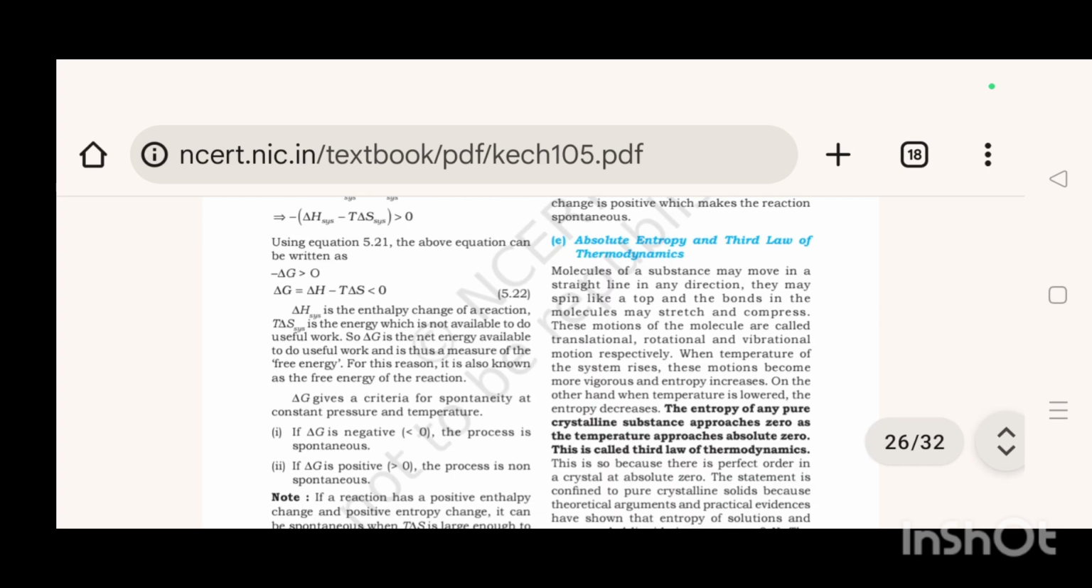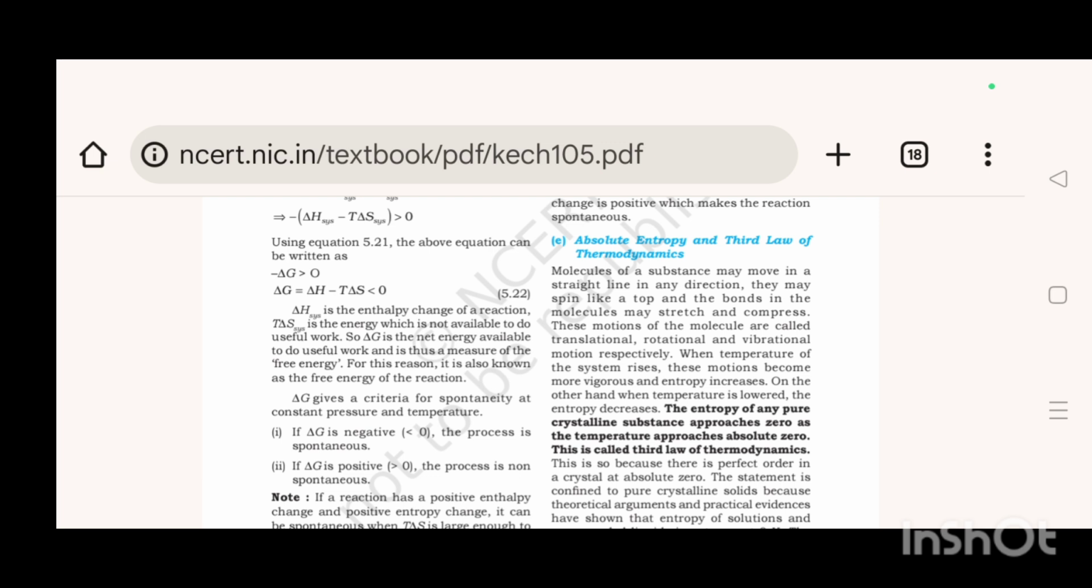Absolute entropy in the third law of thermodynamics. Molecules of a substance may move in a straight line in any direction. They may spin like a top, and the bonds in the molecule may stretch and compress. These motions of the molecule are called translational, rotational and vibrational motion respectively. When the temperature of the system rises, these motions become more vigorous and entropy increases. On the other hand, when temperature is lowered, entropy decreases.